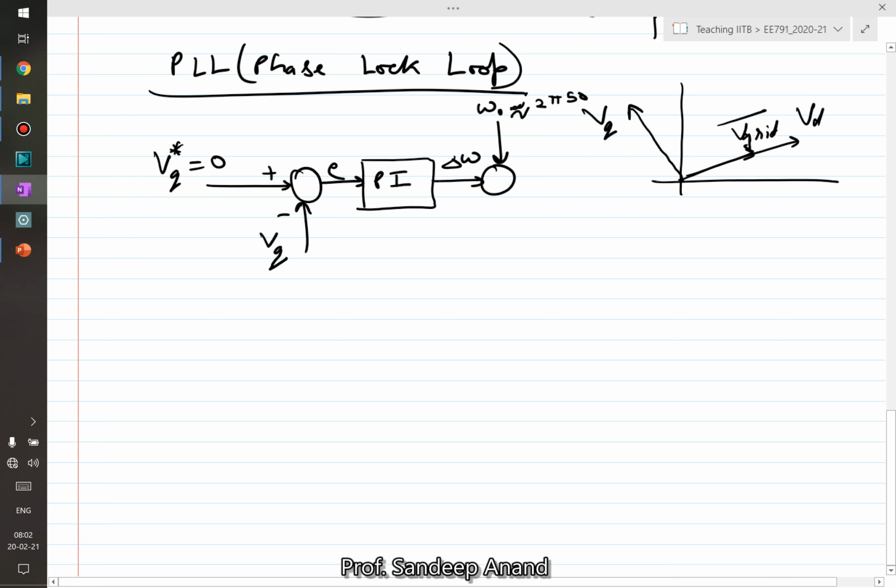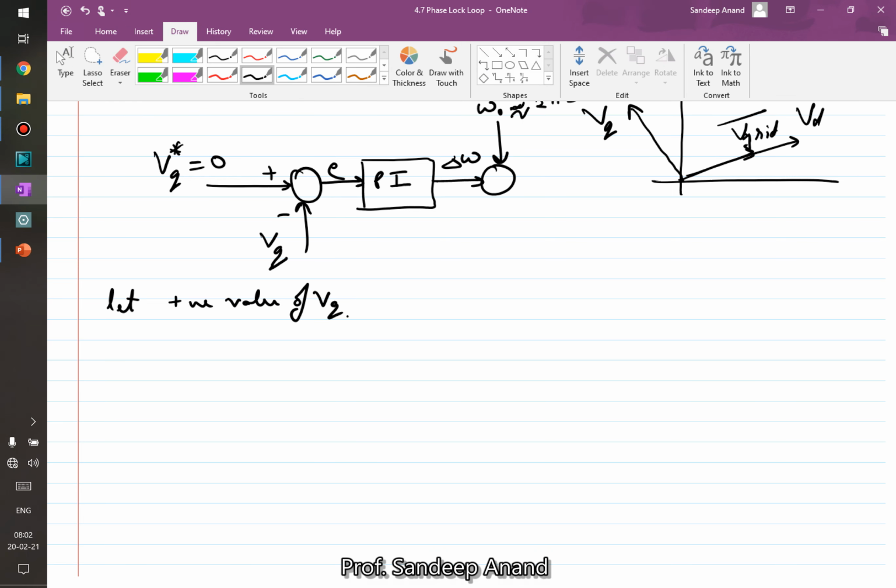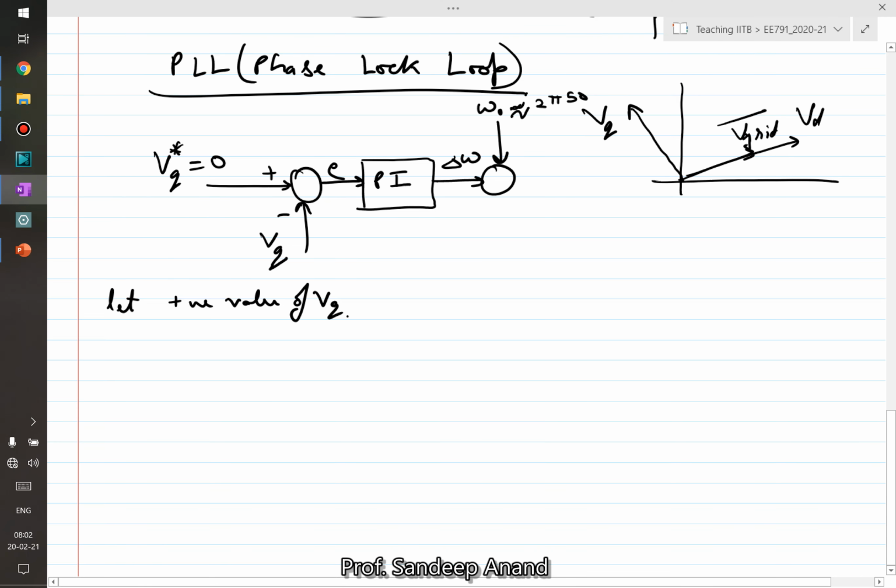And so how will it work? Let's say we have some positive value of VQ. How would it look in the vector diagram? A positive value of VQ implies that you have a little bit of VQ, which means the net vector is not aligned with the D axis, but is somewhere here. This is the grid vector. If that is the scenario, that means we are rotating a little bit slower. We need to accelerate so that the D axis goes and aligns with the grid.